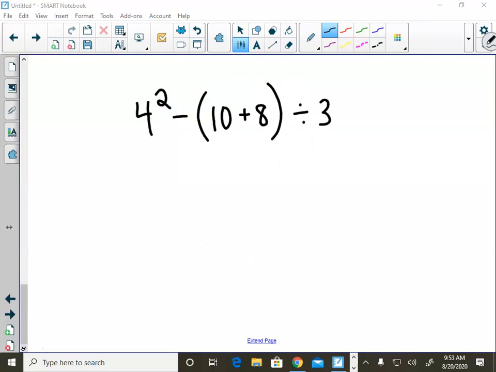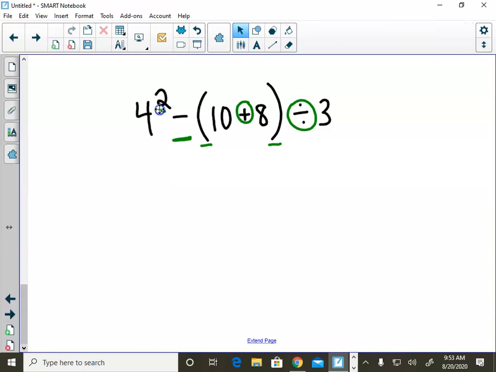Okay, here's the last example for order of operations. Again, like we always do, we're going to look to see what we have in the problem. And you can see we do have an exponent, we have subtraction, we have parentheses, we have addition, and we have division. So order of operations says we have to do what's in the parentheses first, so let's do that.